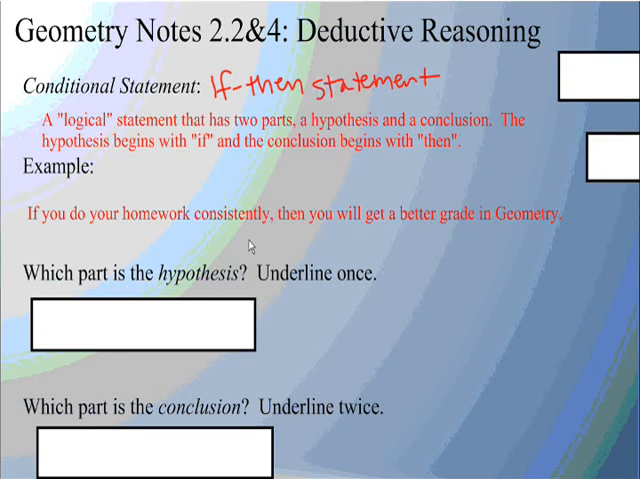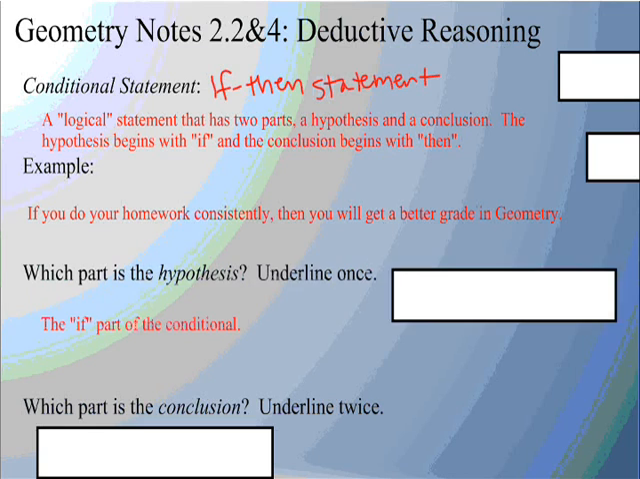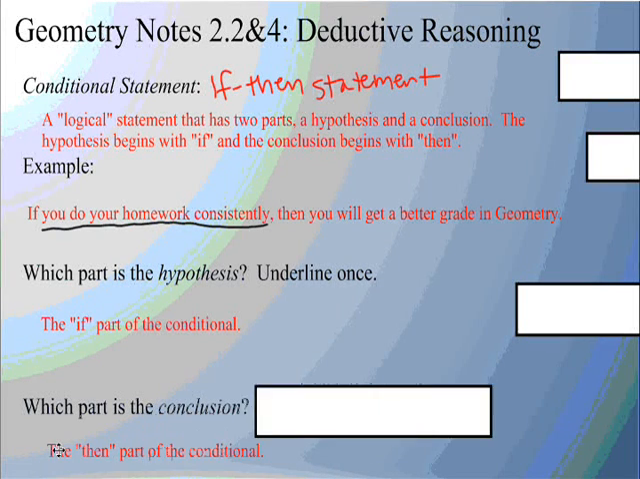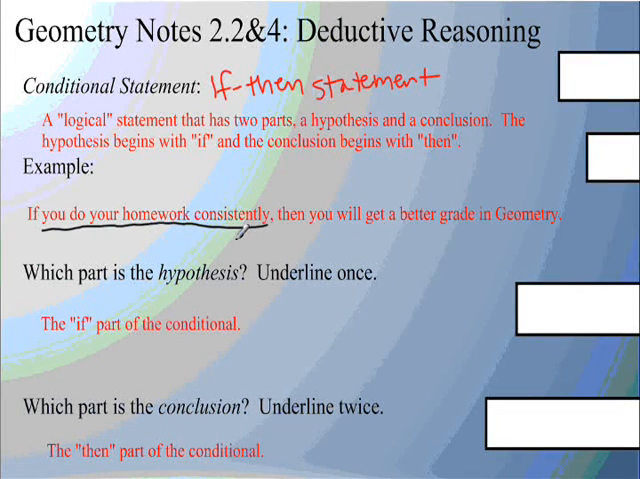If you do your homework consistently, then you will get a better grade in geometry. So the hypothesis part is considered the if part of the conditional. If we underline it once, it's the you do your homework consistently part. The conclusion would be the then part of the conditional, which we're going to underline twice: you will get a better grade in geometry. I'm not guaranteeing you a good grade, just better than you would have gotten if you don't do your homework consistently. Although the nice thing about conditional statements is they don't have to be true. They just have to be if and then. We'll talk about whether or not they're true in just a second.